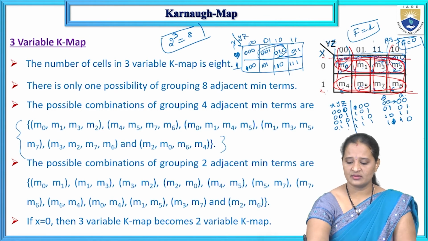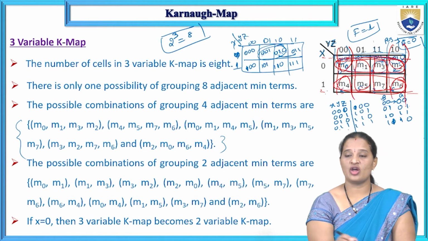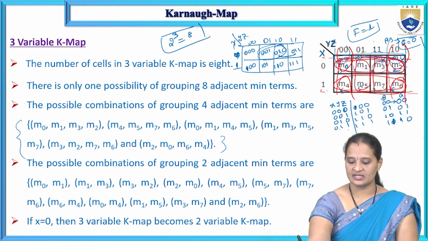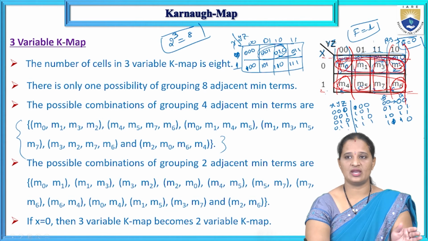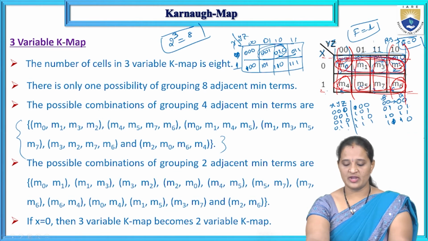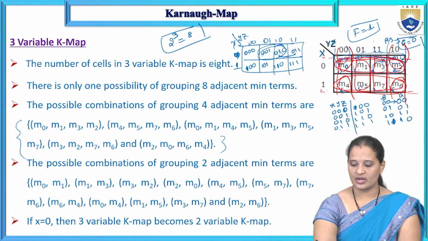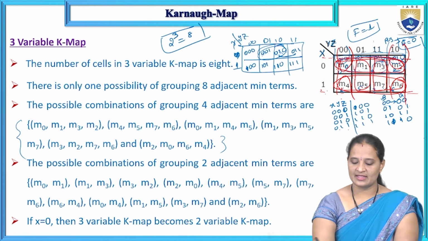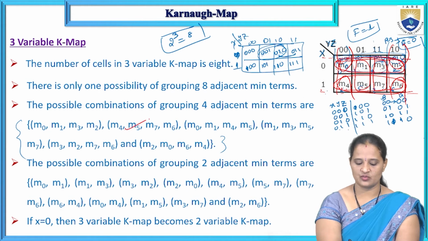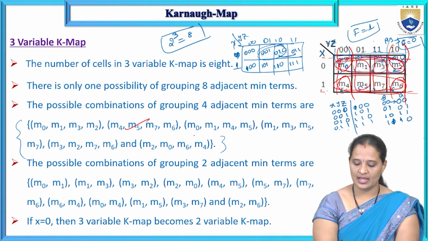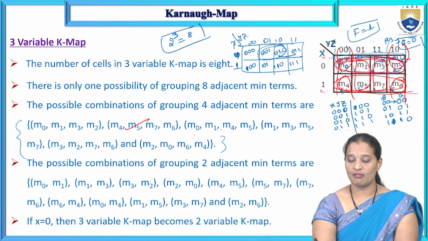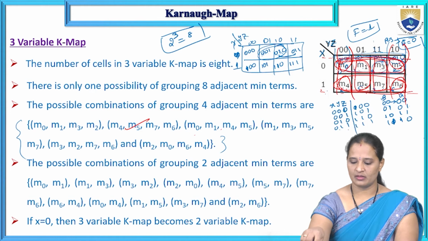And even I can form a quad with the corner elements, because this corner element is adjacent to this, whereas this is adjacent to this. So that is how I can form these many quads here. First one, M0, M1, M3, M2 I can form, and the second one, M4, M5, M7, M6. And next, M0, M1, M4, M5.